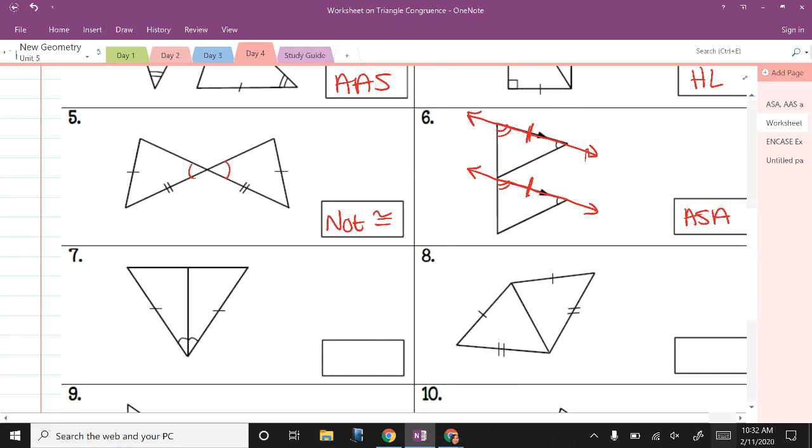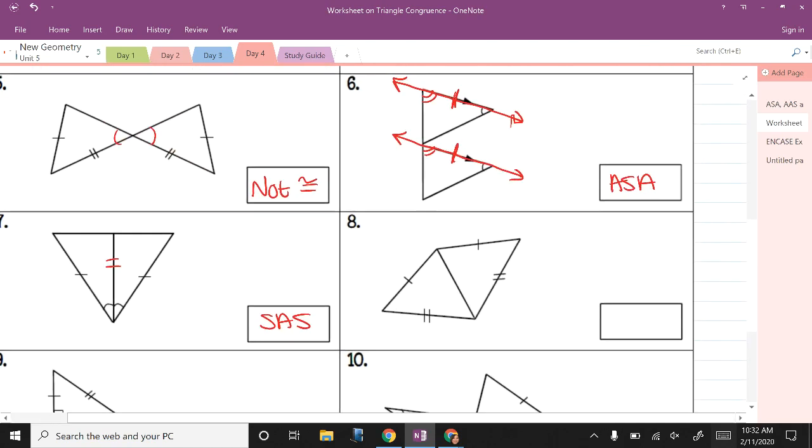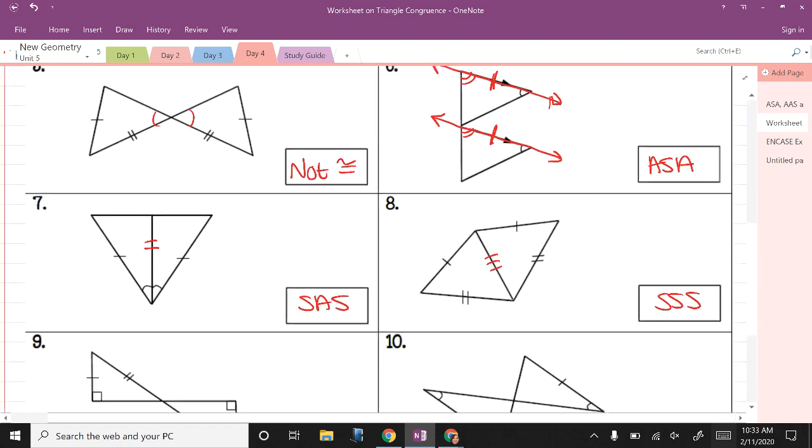All right, number 7. Is there something congruent that's not marked on number 7? The side they share in the middle. So this one is congruent by what? Very good. Side, angle, side. Number 8. Is something congruent that they don't have marked? Yeah, the segment in the middle. So these are congruent by what? Side, side, side. Number 9.